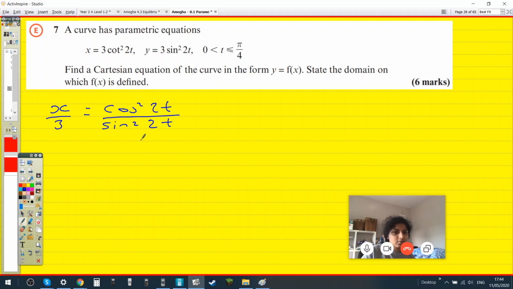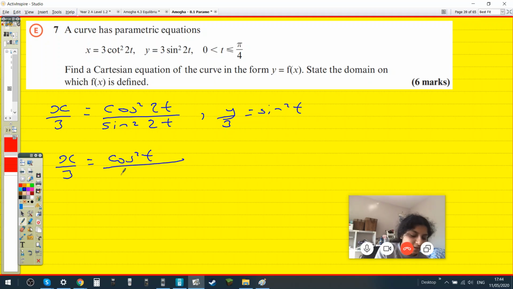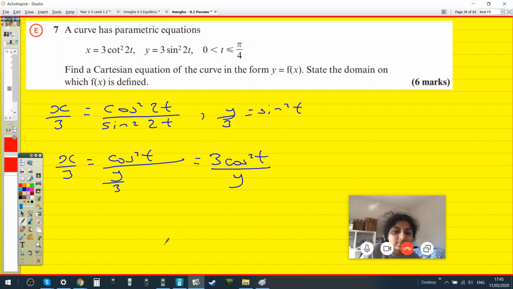Where would the 3 go? If you had, would you just have 3 times cos squared? Okay, never mind. I'm confusing myself. But it's still easy. Because y over 3 is equal to sine squared 2t. Right. So x over 3 is equal to cos squared 2t over y over 3. Keep change flip. So that's going to be the same as 3 cos squared t over y.